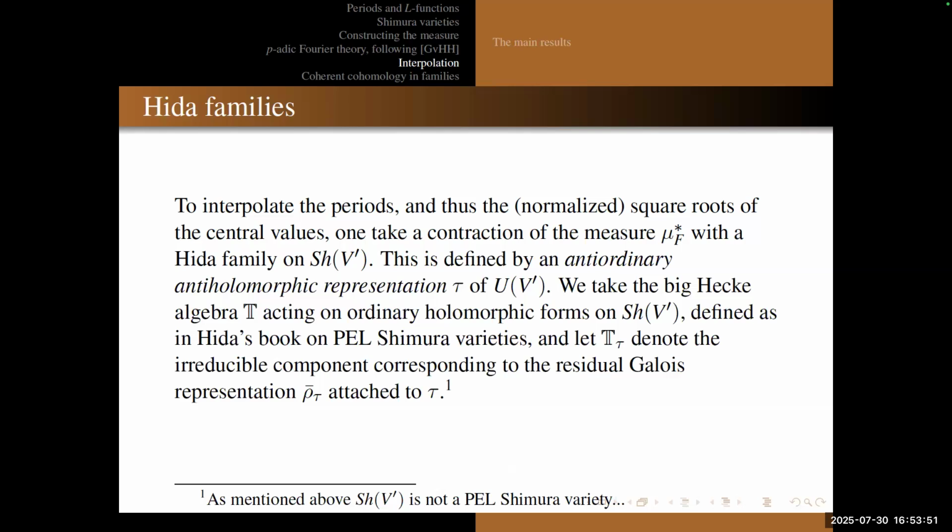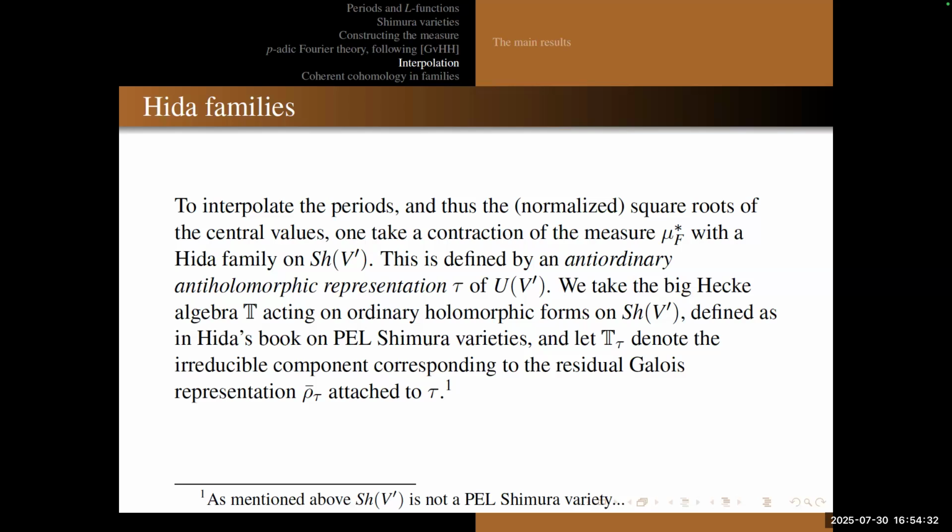We take, on the, so what is the Hida family? Well, the Hida family technically is based on ordinary holomorphic representations of the smaller group, but any such thing gives by a process of conjugation an anti-ordinary, anti-holomorphic representation, and that's where our form F' is going to live. So we take Hida's Hecke algebra acting on ordinary holomorphic forms, and then we localize, we complete at an irreducible component corresponding to a residual Galois representation attached to this tau.